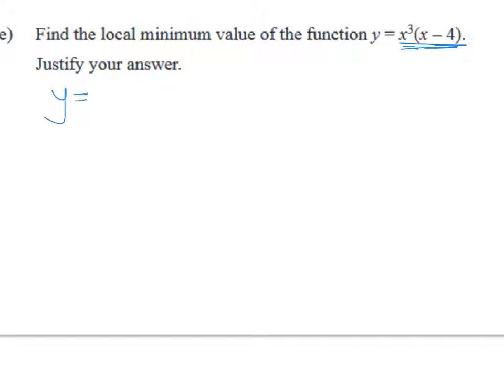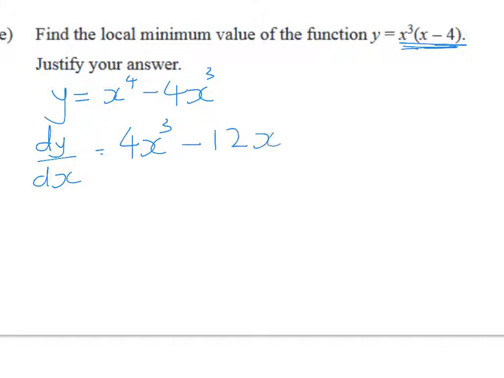Here's y equals x to the power of 4 minus 4x cubed. My gradient function, dy by dx, equals 4x cubed minus 12x squared, and this has to equal 0 for a turning point.